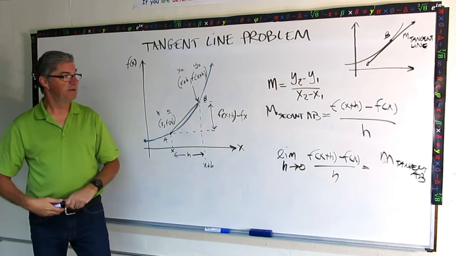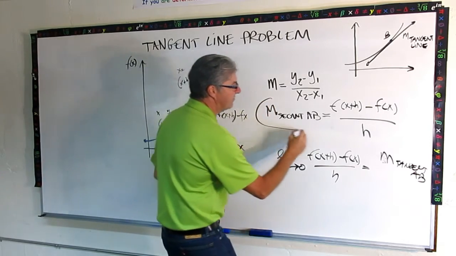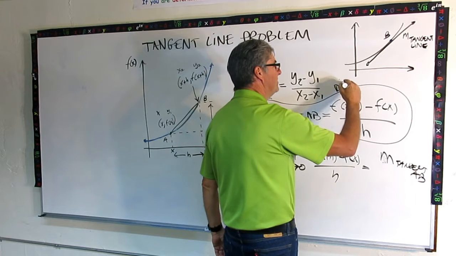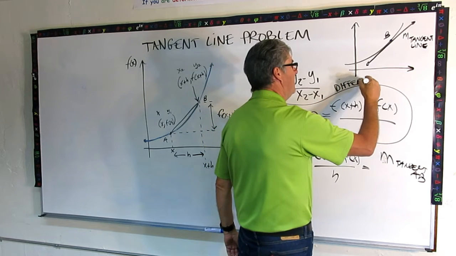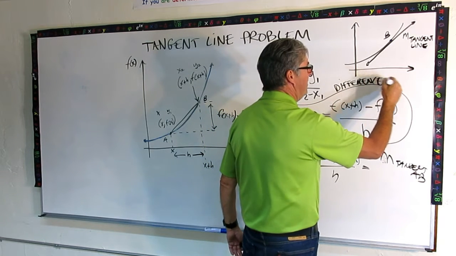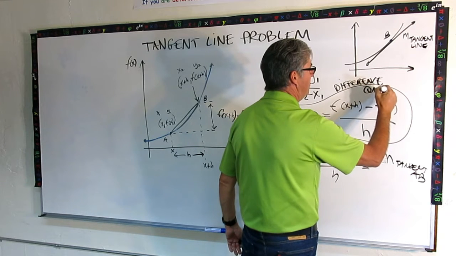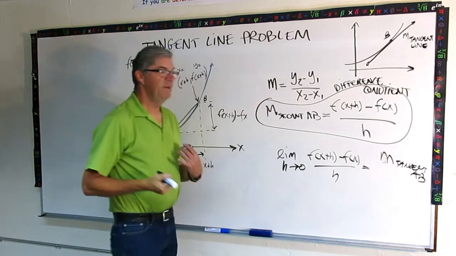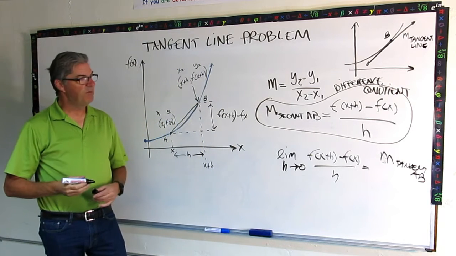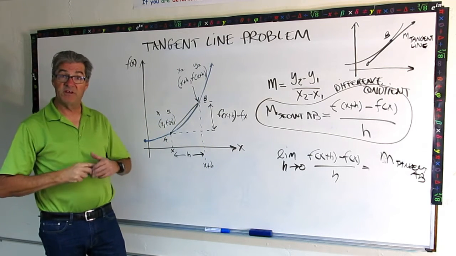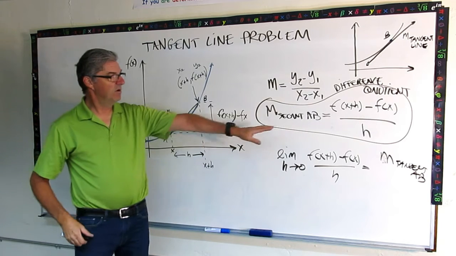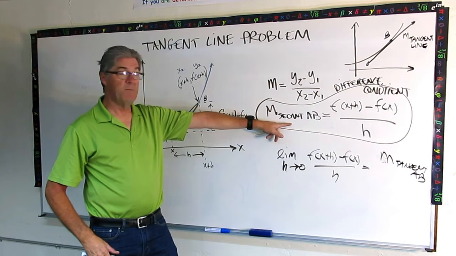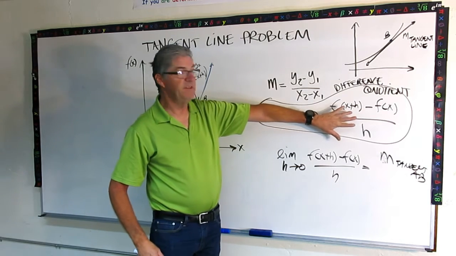One last thing. This little piece right here can be called the difference quotient. So if you see questions in our book or on the homework or on a test or on a quiz that reference the difference quotient, what we're talking about is this little equation here, the slope of secant AB in this notation.